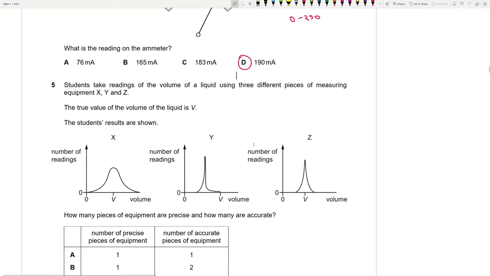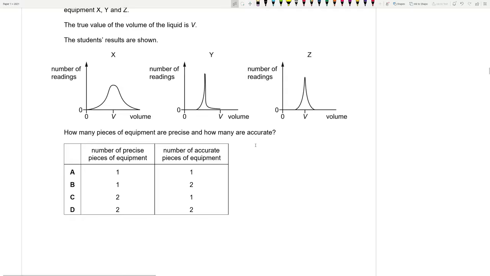Moving on to 5. Students take readings of the volume of liquid using 3 different pieces of measuring equipment, X, Y, and Z. The true value of the volume of the liquid is V. The student results are shown. How many pieces of equipment are precise and how many are accurate?